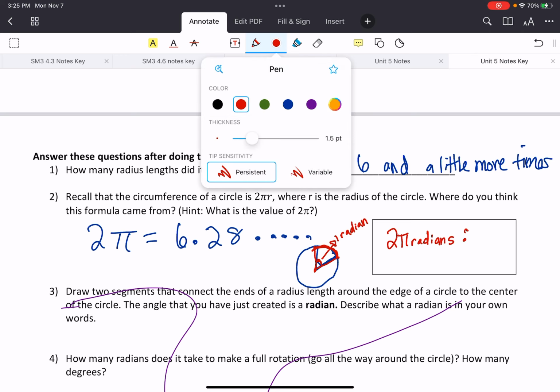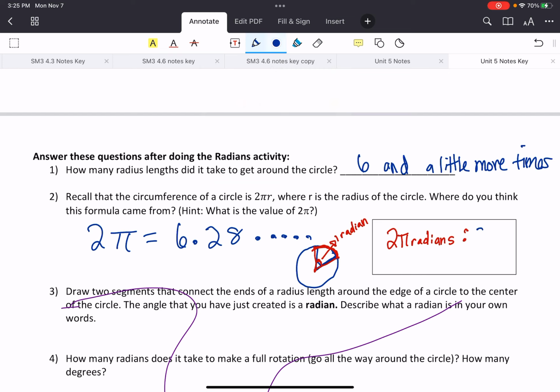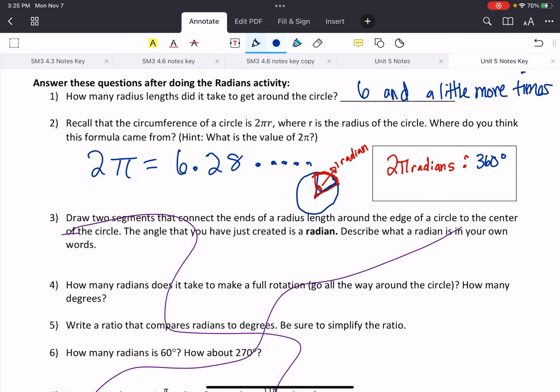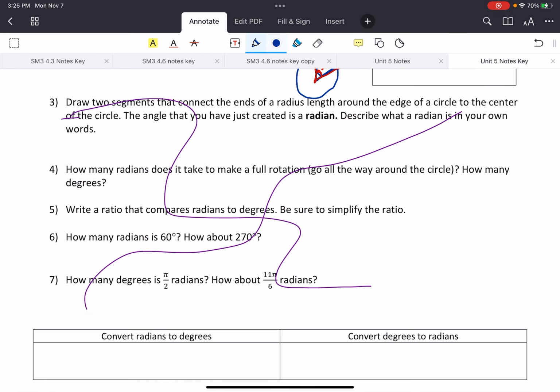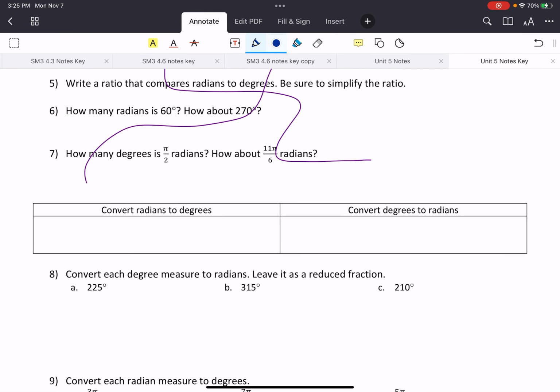Well, we already know with degrees that 360 degrees also make up a circle. So just like we used units of measure with inches to feet and centimeters to meters, we're using units of measure that are 2 pi radians and 360 degrees. So radians and degrees are 2 different types of units of measure. So we should treat them like such.